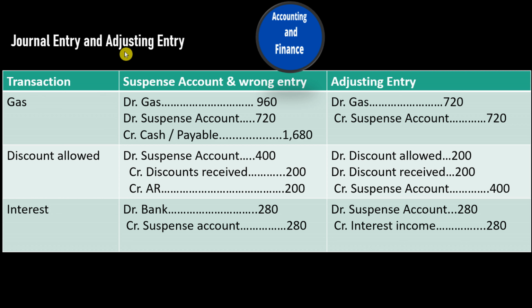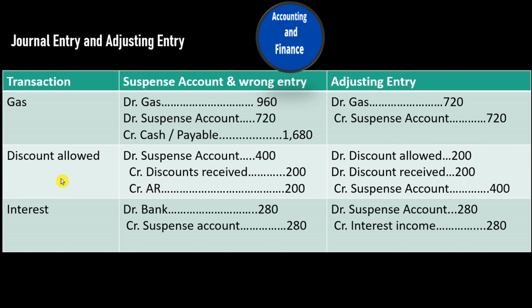Journal entry and adjusting entry. Transaction: gas. Suspense account and wrong entry. Debit gas 960. Debit suspense account 720. Credit cash payable 1,680. Adjusting entry: debit gas 720. Credit suspense account 720.